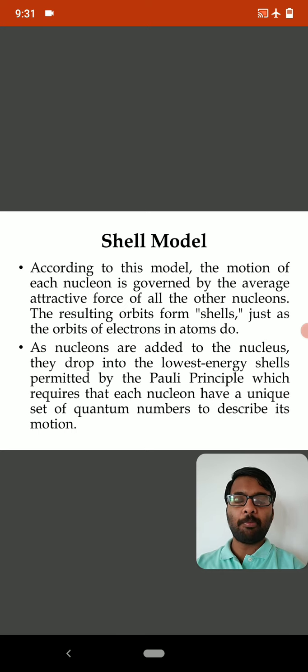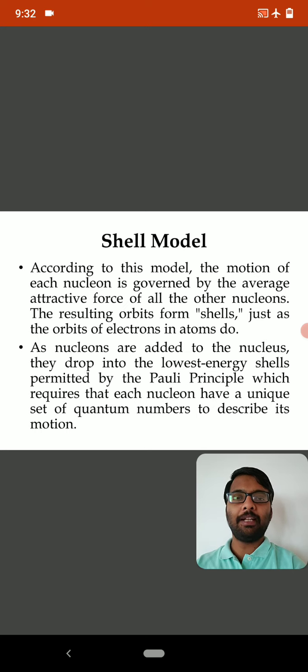This liquid drop model helps us understand nuclear stability on the basis of the binding energy property. It also explains the nuclear fission process very efficiently, but it has certain disadvantages. One of the main disadvantages is the arrangement of nucleons, that is protons and neutrons, in shells, just like the arrangement of electrons in the orbits in an atom. The liquid drop model fails to explain that arrangement of nucleons in the shells.